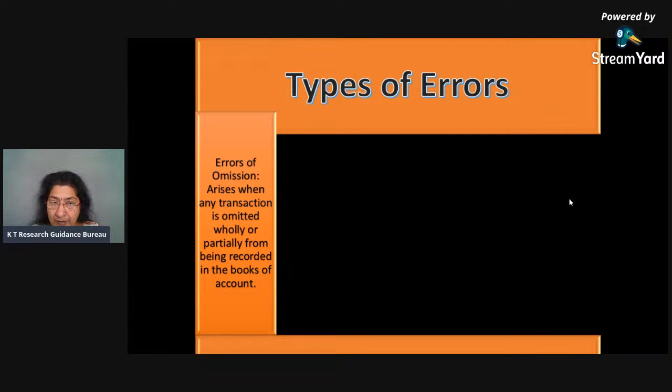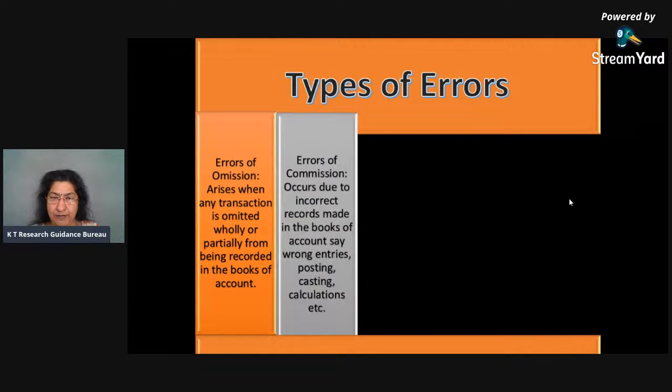If the accountant completely forgets to enter the transaction, then it is a little bit difficult. But if it is a partial omission, then it is easy to find out. So this is the first type of error. Second one is errors of commission.